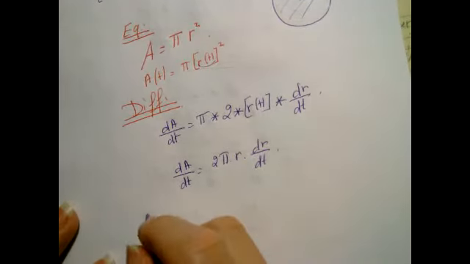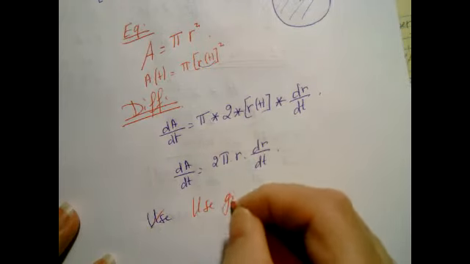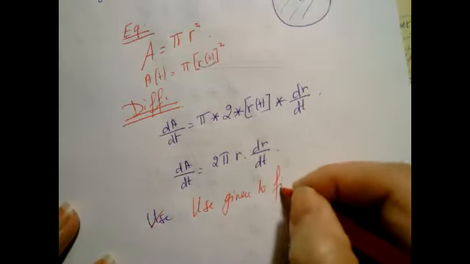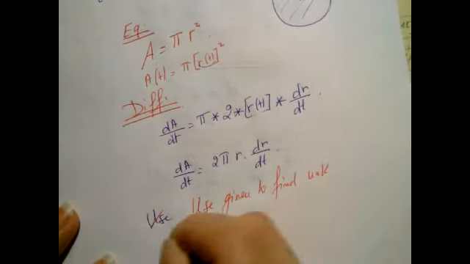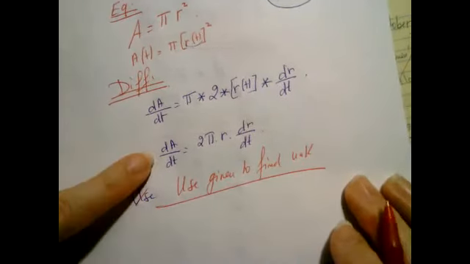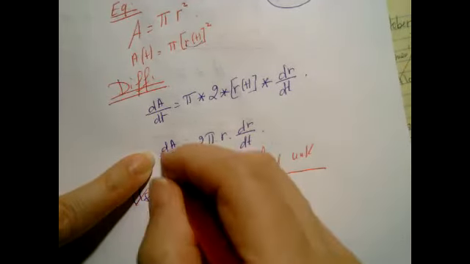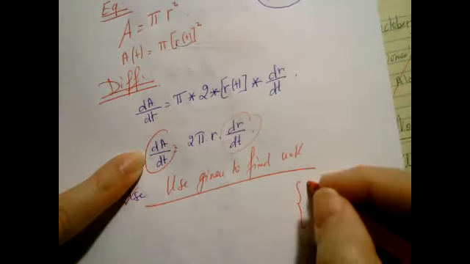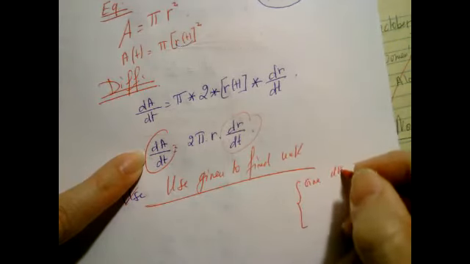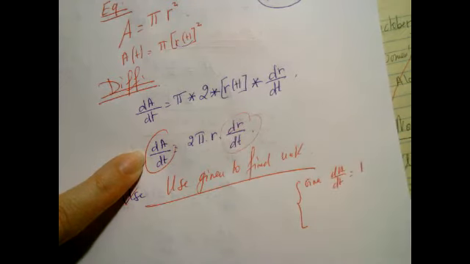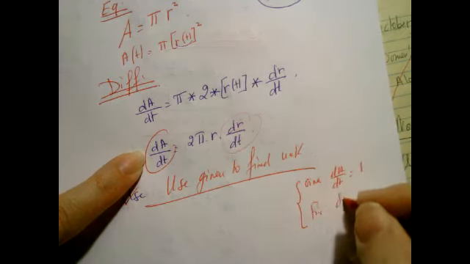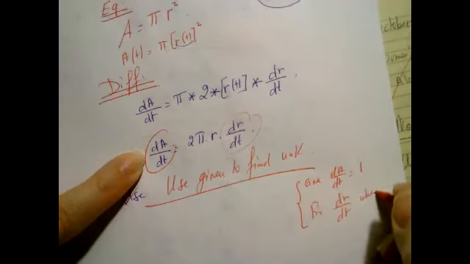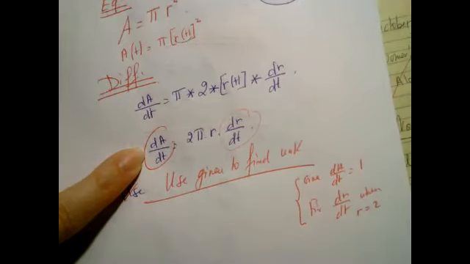Now finally, we use the given to find the unknown. What's given to us is the dA/dt. What do we need to find? The dr/dt. So I write this down here. Given the dA/dt is 1, find the dr/dt when r equals 2. That's what we have to find.